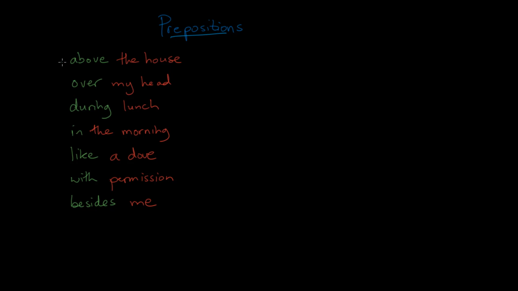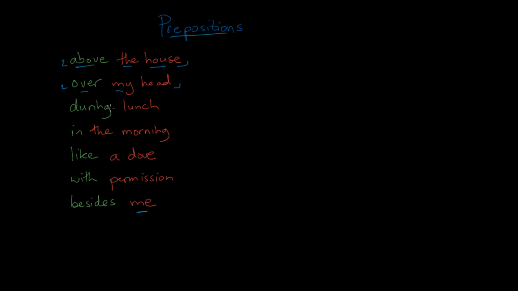I have a whole bunch of prepositional phrases here. So this is called a phrase. And you can see lots of examples. And they're all kind of similar in the sense that they start with a preposition, above, over, and so on. And then that is followed by a noun, or sometimes a pronoun, as in besides me, as well as any modifiers. So you can see here, the is an article.